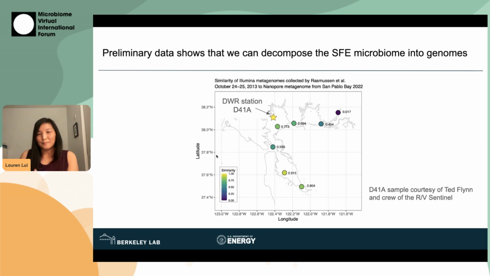So you might be asking yourself, can we actually decompose the entire microbiome? And this is preliminary data showing that we think that we can. This was one nanopore sample that we did, and then we mapped the Illumina reads from this assembly from this Illumina study. And you can see that the similarity is actually pretty high. So we felt that we could actually decompose the entire microbiome.